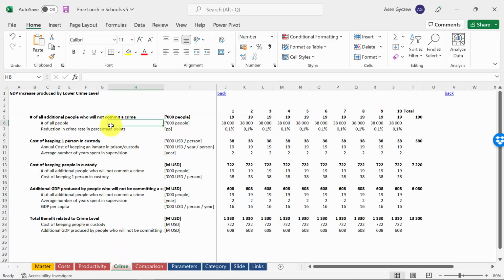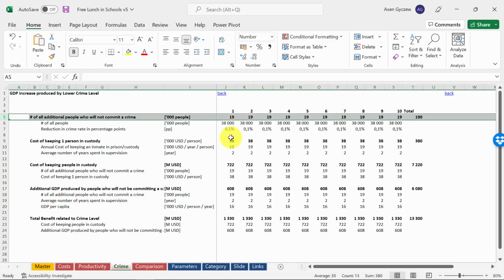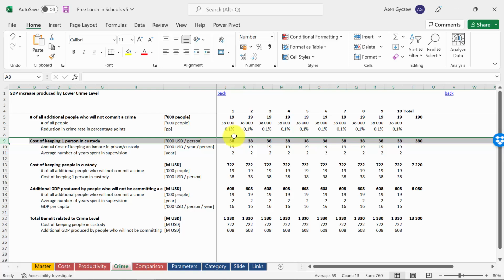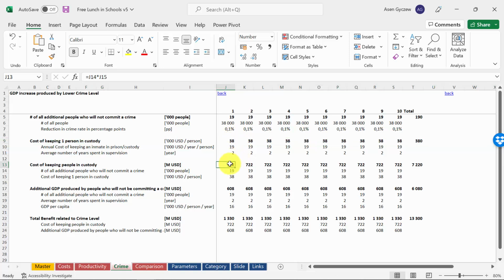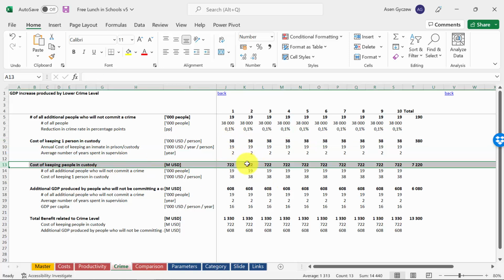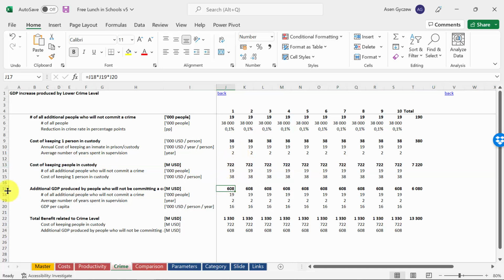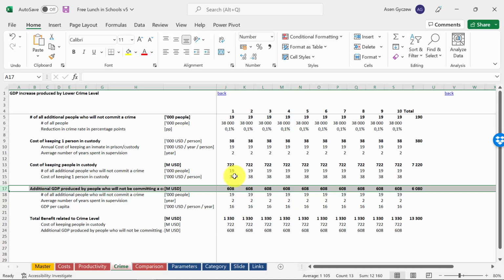Now let's move to crime. So first we estimate how many people will not go to jail. And given what we think is possible, it seems that almost 20,000 people will not commit crime. The cost of keeping one person in jail per year is 38,000. Therefore, the total savings from not putting those people in jail is 722,000. And we also look at the additional GDP generated by those people during 2 years.